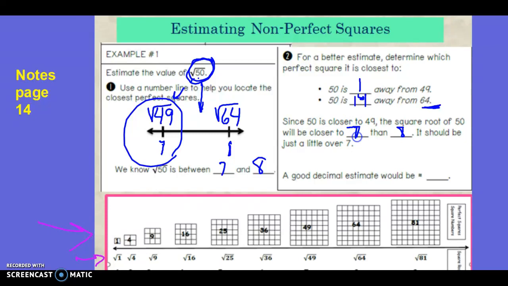Let me make that 7 a little bit better. So since the square root of 50 is just a little bit above the square root of 49, a good estimate would be maybe it's around 7.1.